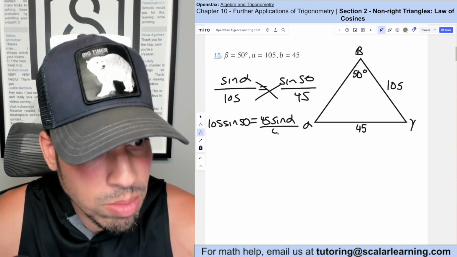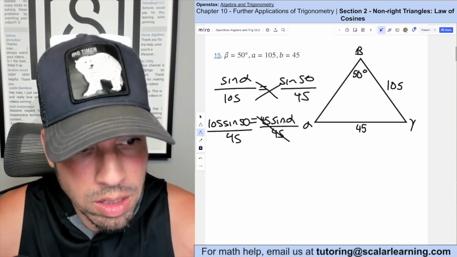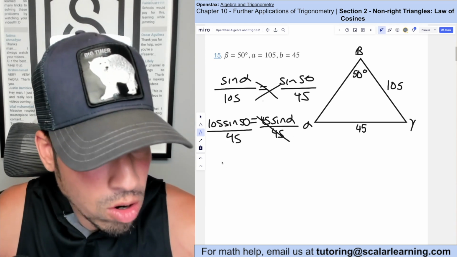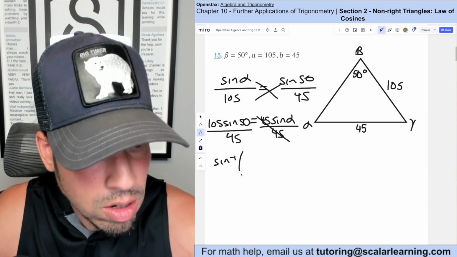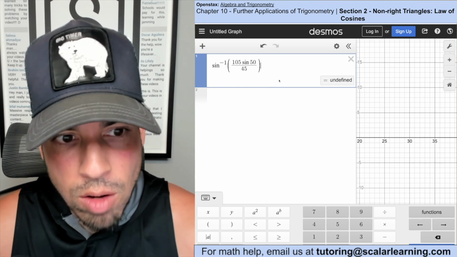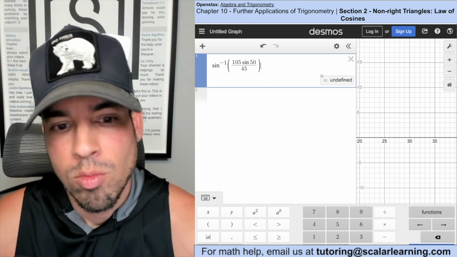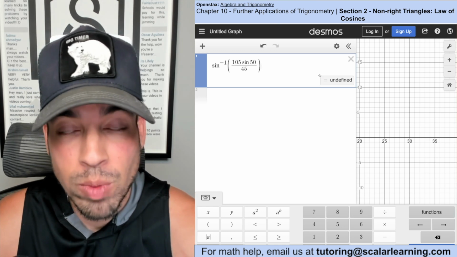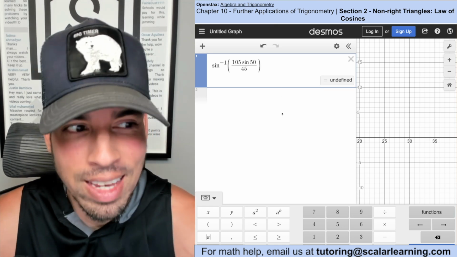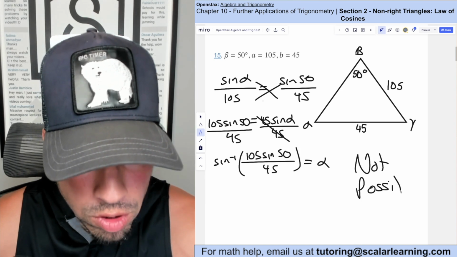And then we're going to divide both sides by 45 like so. And then we have to get rid of the sine. So we have to do the opposite of sine, which is take arc sine. So we're going to take arc sine of this entire argument. And let's plug that into Desmos now. Now, when we plug it in, we get undefined. This is the situation when using law of sines where we get a no triangle situation. This triangle is impossible. So we say not possible for such a triangle.